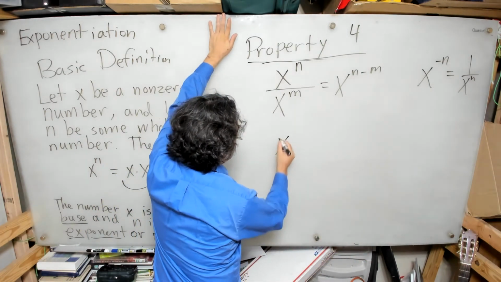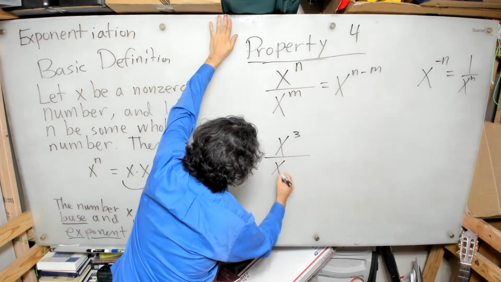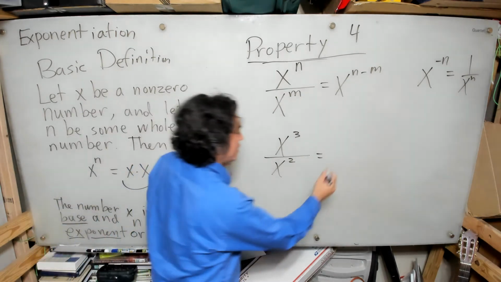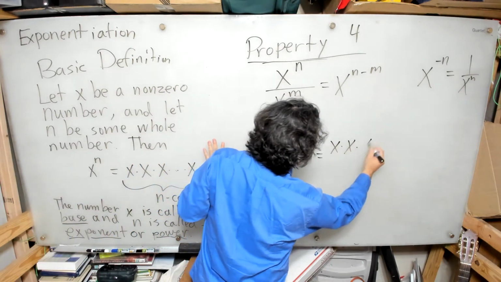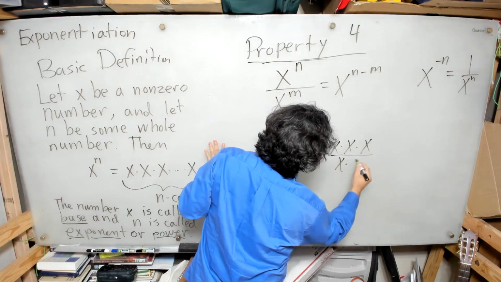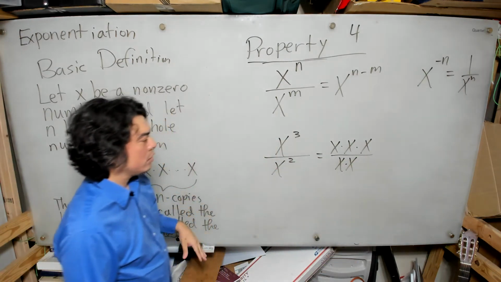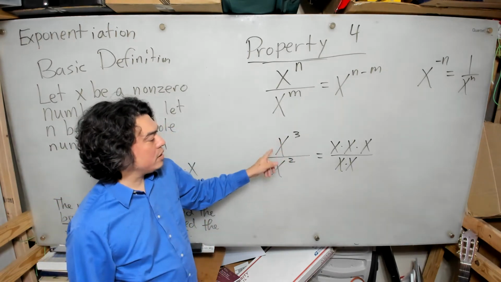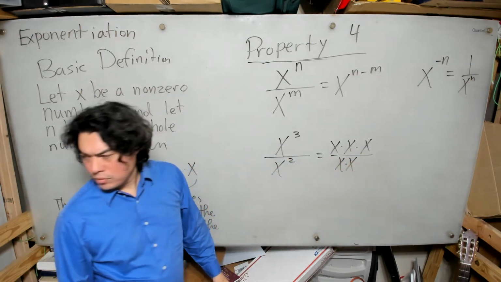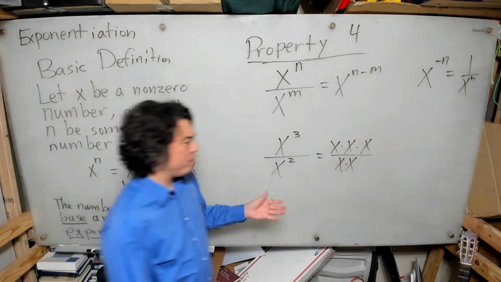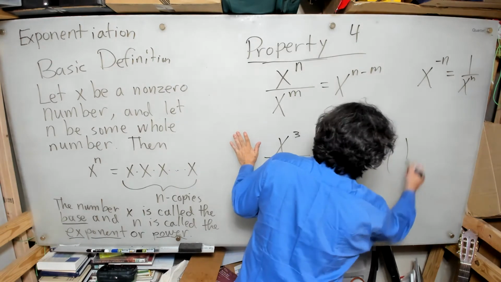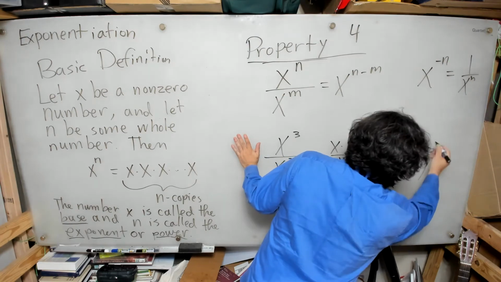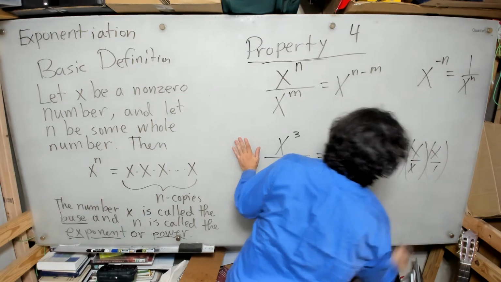What if I had x cubed over x squared? By the same reasoning as before, you can see that this is nothing but x times x times x divided by x times x, right? Because of course x squared, that's 2 copies of x being multiplied together, and x cubed is 3 copies of x being multiplied together, like this, right? And then of course, as before, we could break this up into 3 fractions. x over x, x over x, and in this case x over 1, right?